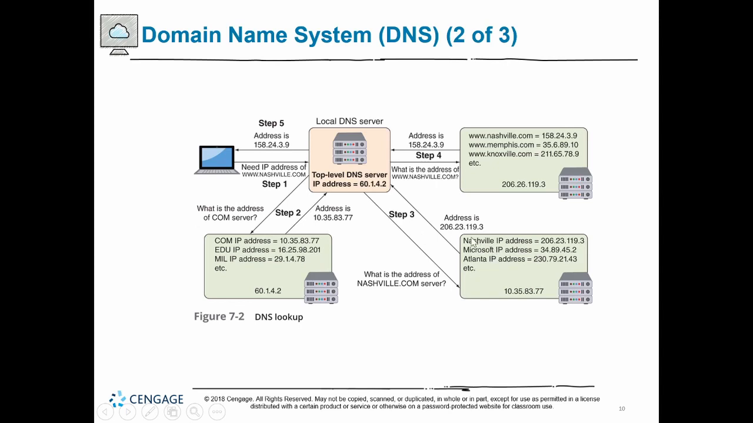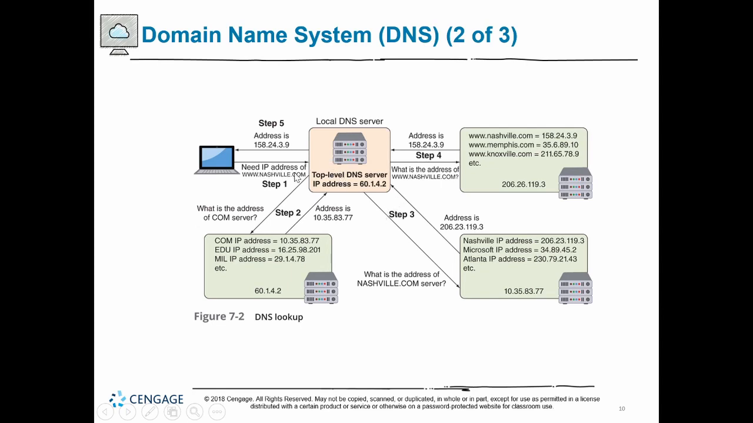And then you ask Nashville, now that you have this IP address, now you go back and say, hey, what's the IP address of www.nashville.com? And then you go to this DNS server, which will have the full URL, and it'll give you that IP address, which is 158.24.3.9, and then it'll go back to your DNS server and give it back to your computer. So it's pretty much a lookup.